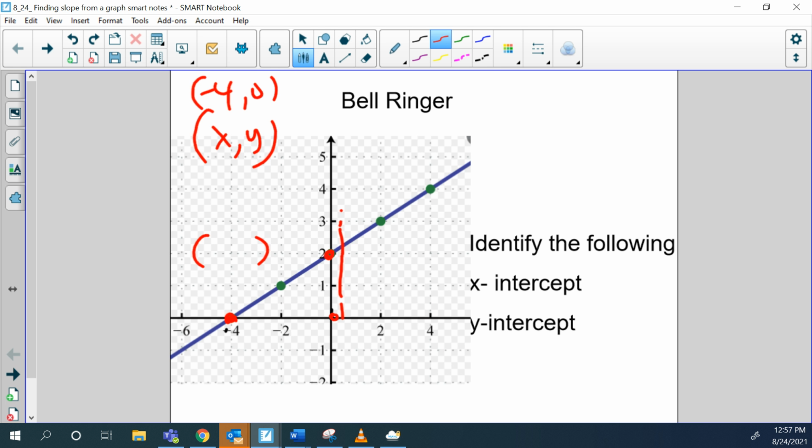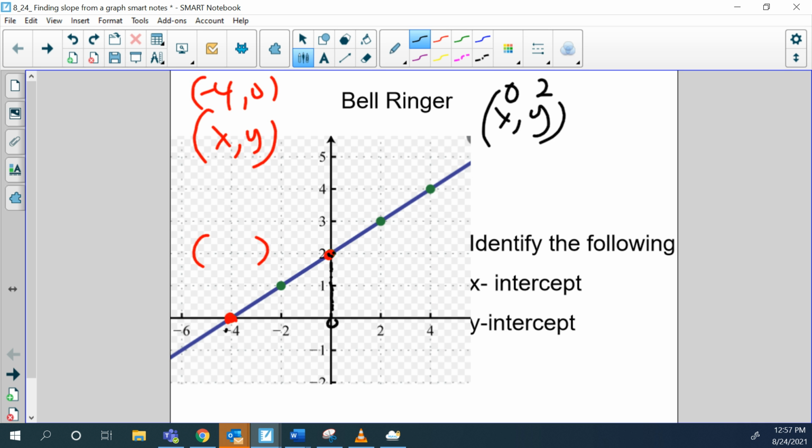All right. And then for the y-intercept, let's go again. Do the x comma y, x comma y. For this point right here, the x value is 0. Why? If I go down to the x-axis, what do I get? 0. So that is 0 right there. And the y value is 2 because that's where the line crosses the y-axis at 2. Okay, so 0 comma 2.